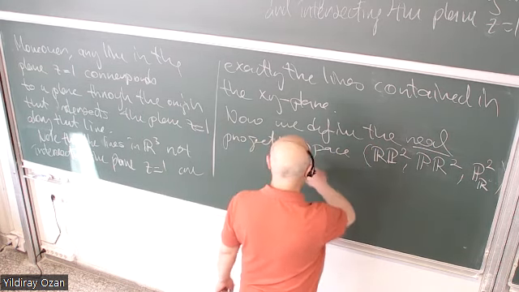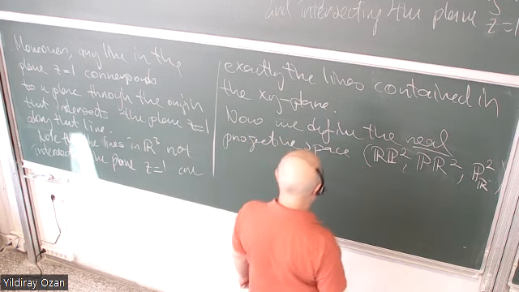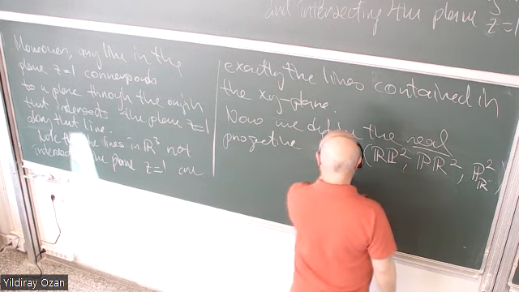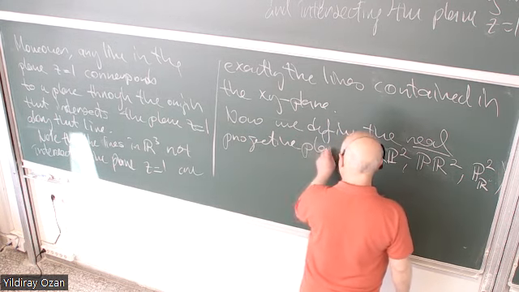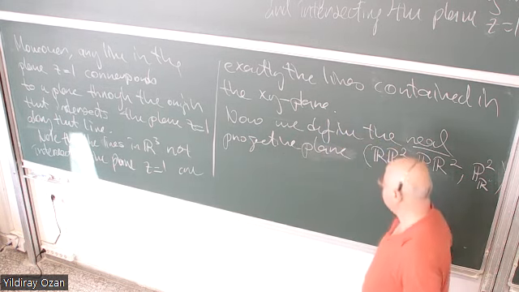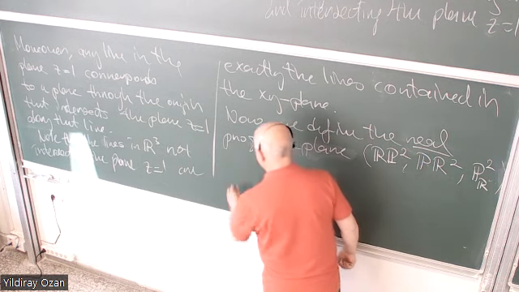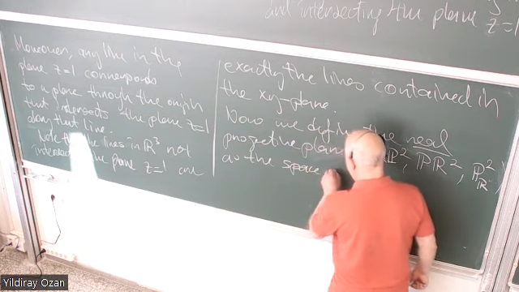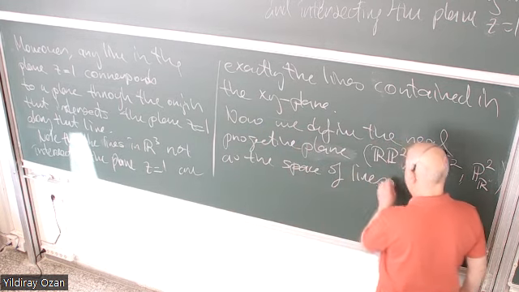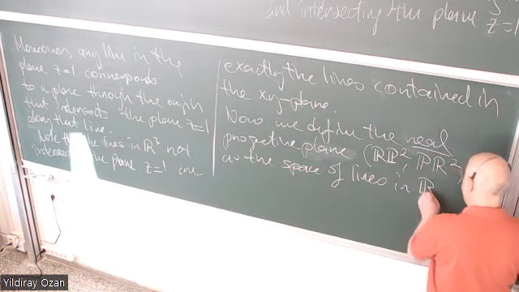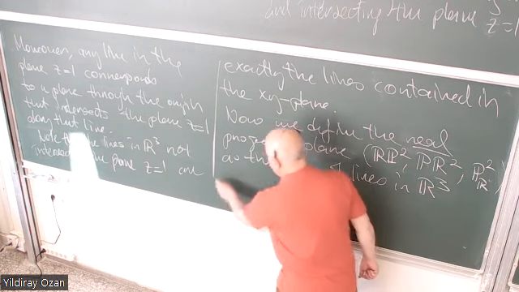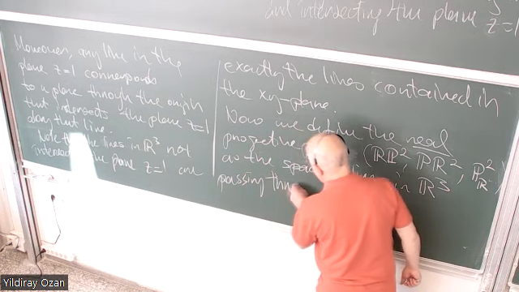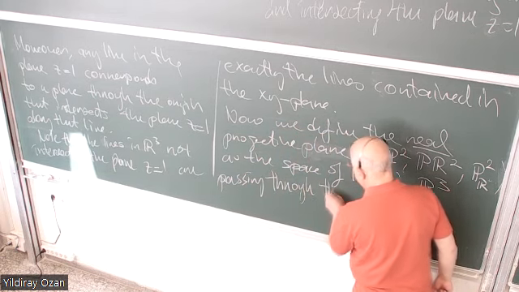We define the real projective plane, not space, I will define space also later, as the space of lines in R3 passing through the origin.